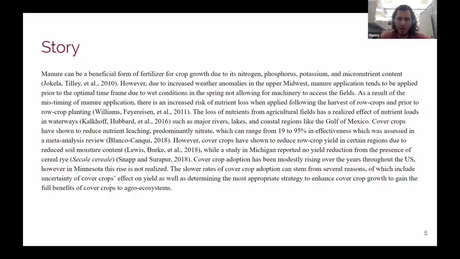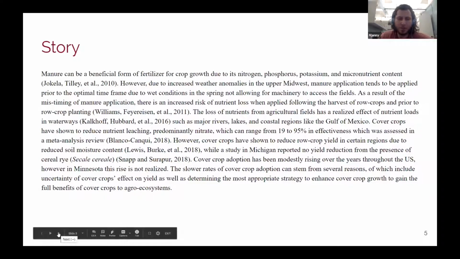Cover crop adoption has been modestly rising over the years throughout the US. However, in Minnesota, the rise is not as realized. The slower rates of cover crop adoption can stem from several reasons, which include uncertainty of cover crops' effect on yield, as well as determining the most appropriate strategy to enhance cover crop growth to gain the full benefits of cover crops to agroecosystems.